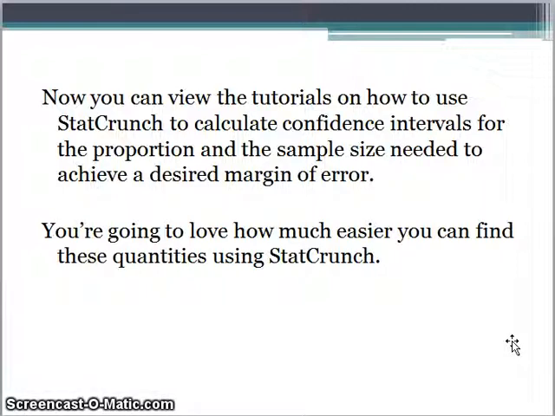All right. So again, pay close attention to the tutorial on how to use StatCrunch. So much easier than doing this by hand. All right, that's it.